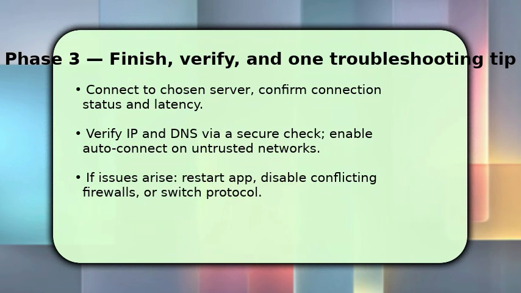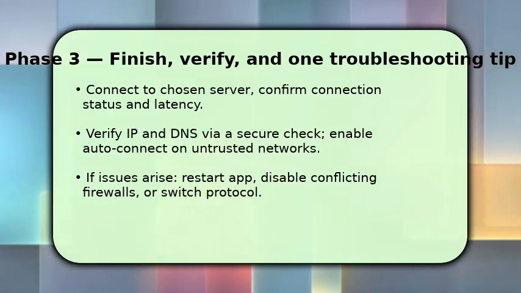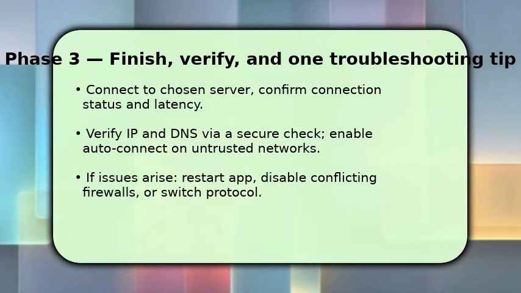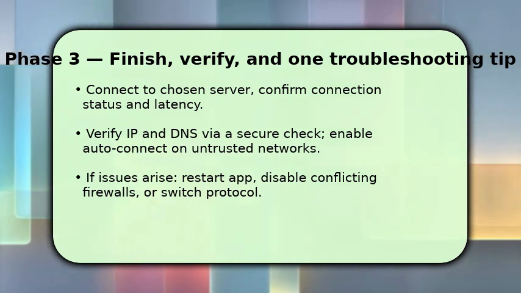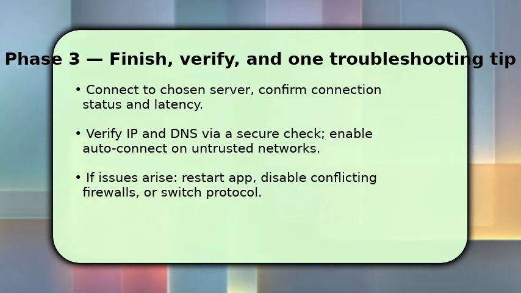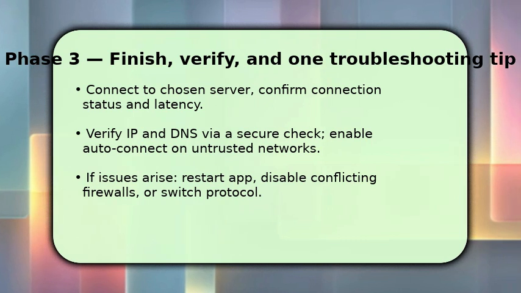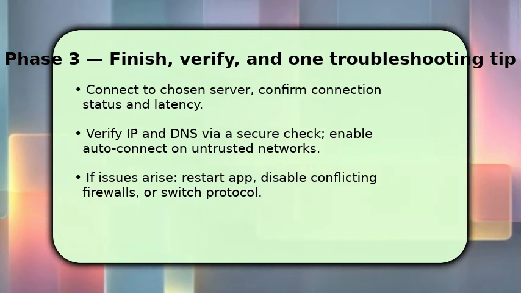You finish by connecting to your selected server and watching the client confirm an active tunnel. Check latency and server load to ensure performance. Once connected, verify your new IP and DNS using a secure check to confirm there are no leaks. Enable auto-connect on untrusted networks and set the client to start with the device for continuous protection.